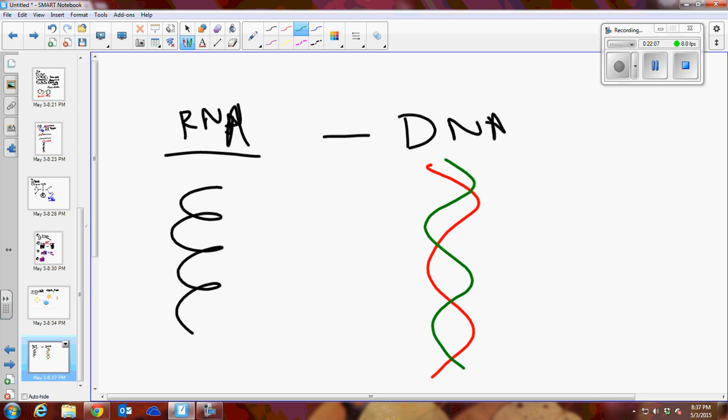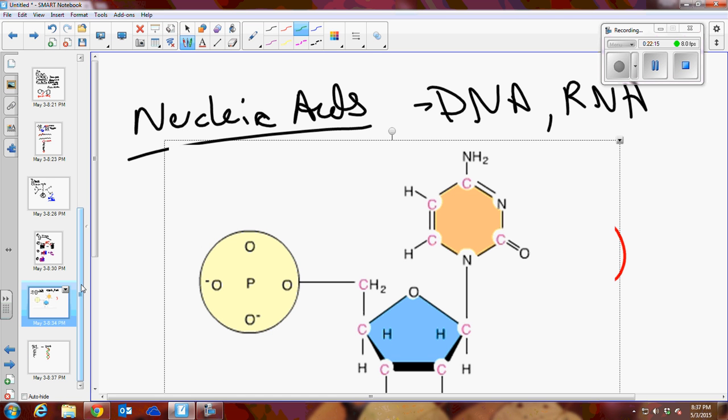Now, the bonds that are between the two strands of DNA are hydrogen bonds between this base and its corresponding base. Those are hydrogen bonds. However, the bonds that form between the phosphate of one molecule and the sugar of the next molecule are called phosphodiester bonds. Phosphodiester bonds. Now, nucleic acids, again, very important, make up DNA. We talk a lot about this in the genetics unit.